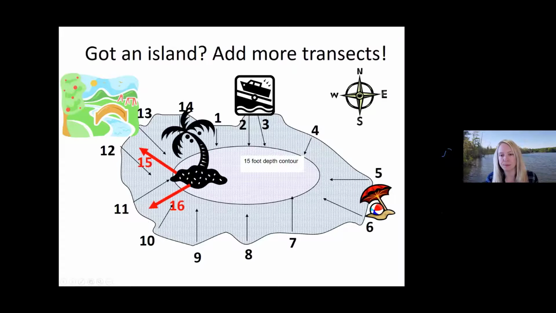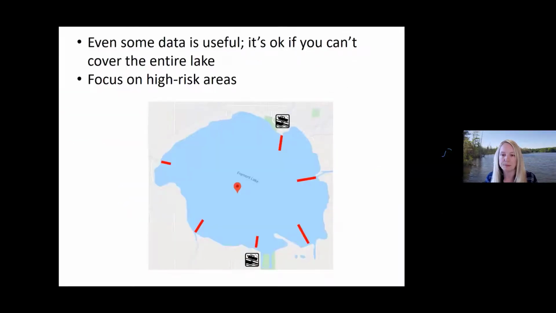Next slide. If you have an island, you can add transects there too, just like we talked about with Score the Shore, and you can document the shoreline conditions there. You might not have a coconut palm tree growing on it here in Michigan, but if you have an island in your lake, you can build some transects off of those too and do some surveying over there as well. Next slide.